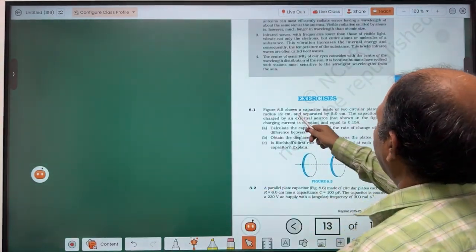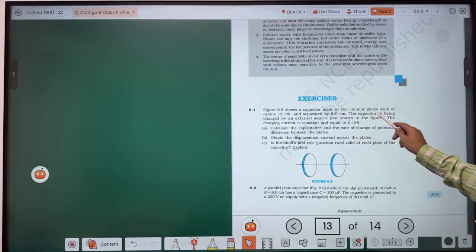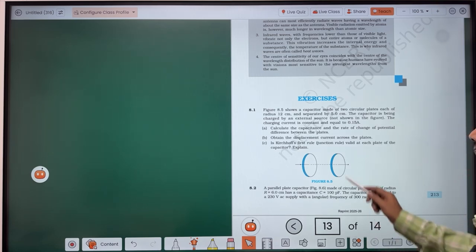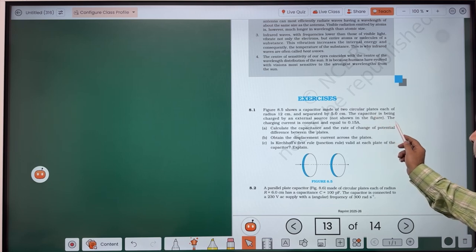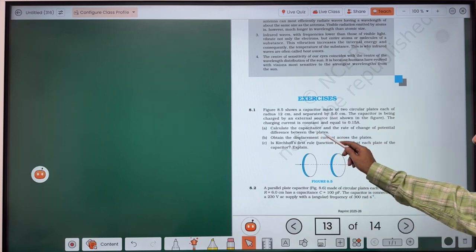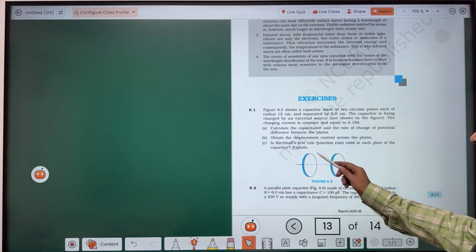Figure 8.5 shows a capacitor made up of two circular plates, each of radius 12 centimeter and separated by 5 centimeter. The capacitor is being charged by an external source not shown in the figure. The charging current is constant and equal to 0.15 ampere. Calculate the capacitance and the rate of change of potential difference between the plates. Obtain the displacement current across the plates.